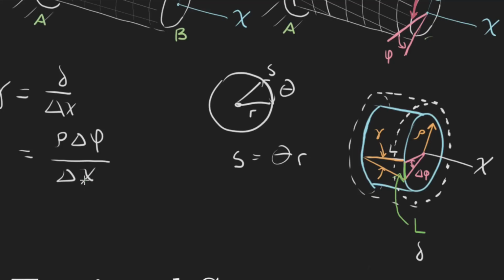And now if we take the limit as delta x approaches 0, this is going to give us the torsional shear strain at a specific point. So we can say that gamma at a point is going to be equal to rho, whatever radius we're looking at, because the shear strain will be different at different radii, times d phi dx, so the amount that it twists per unit step delta x.